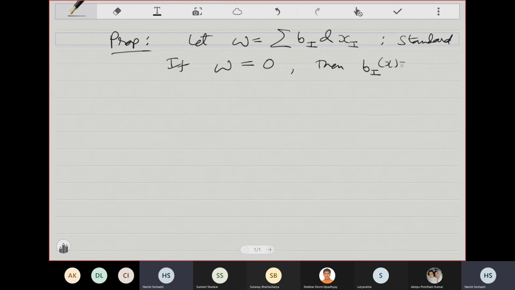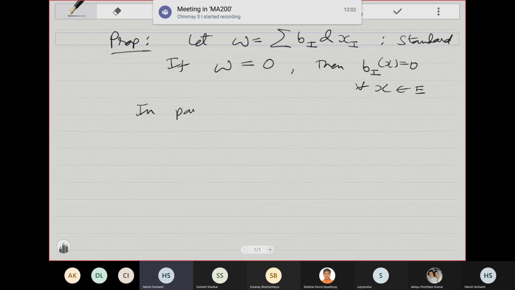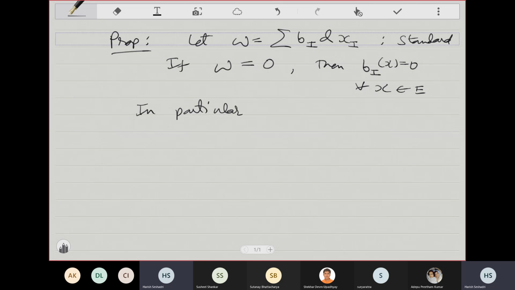x equal to 0. So this is all on an open set. Bi x equal to 0 for all x in E. In particular, we have a trivial looking consequence: dxi is not 0.